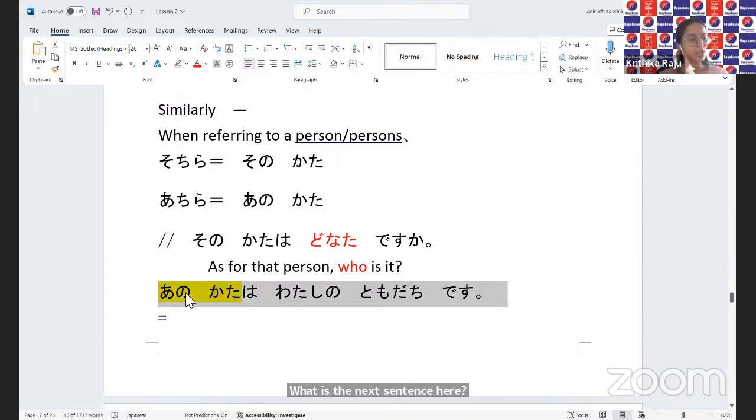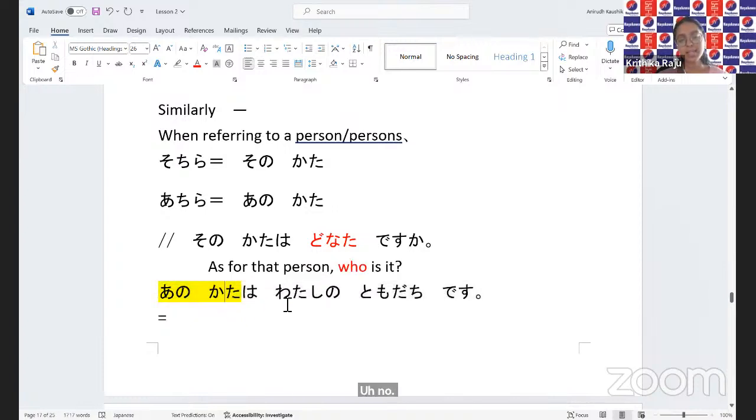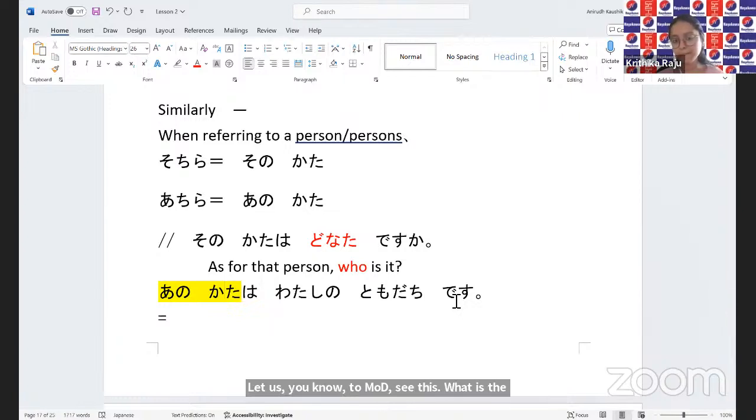Ano kata wa watashi no tomodachi desu. Correct. Ano kata wa watashi no tomodachi desu. What is the translation? That person is my friend.